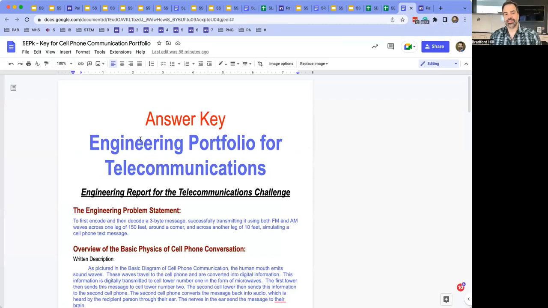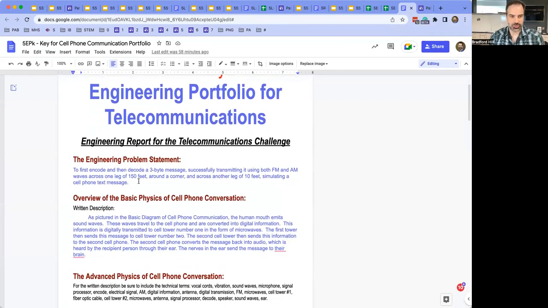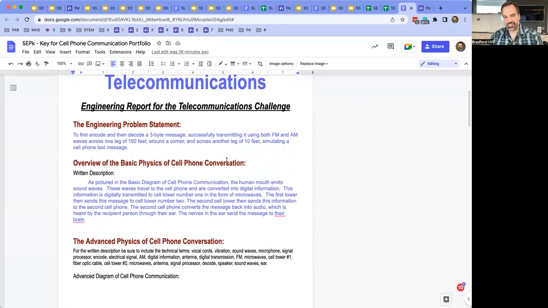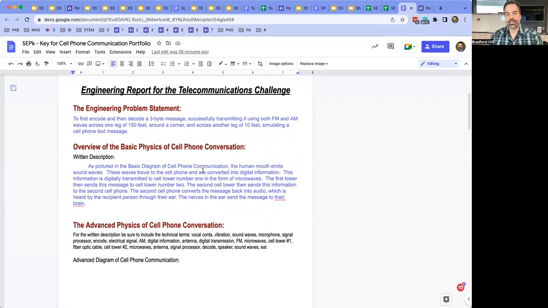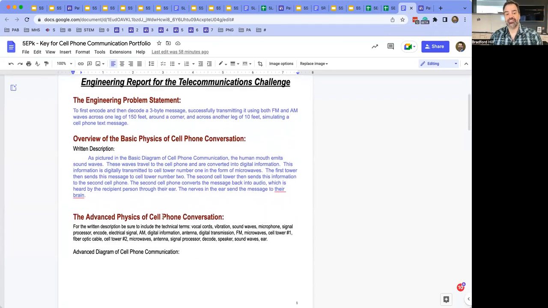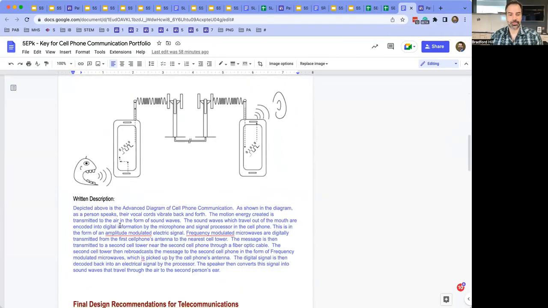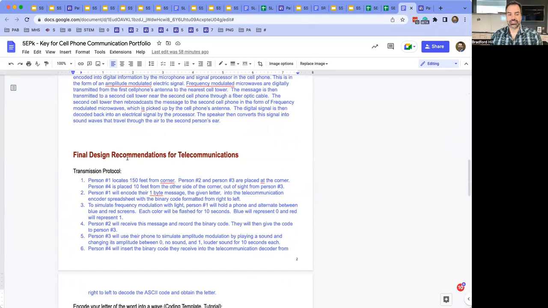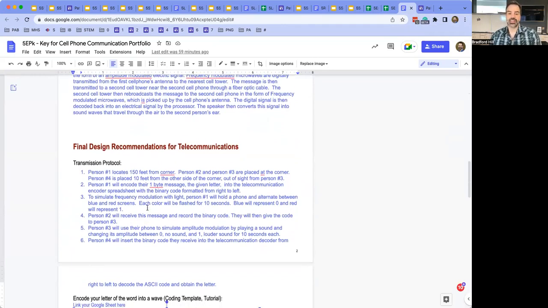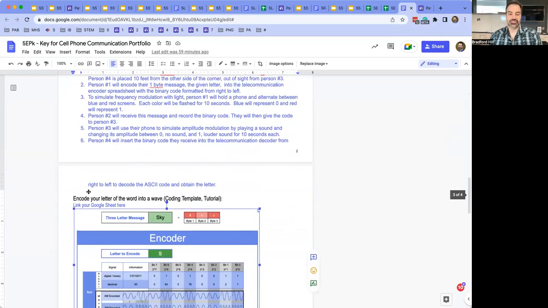Then piecing it all together, they now can complete the portfolio. They got that problem statement, which we do every time. The overview, basic physics was the answer they were giving early in the unit. But after all that 7 weeks, they can now say the advanced physics of a cell phone, where they're really explaining how cell phones work. Then they have their final design for telecommunications. There's a lot of slide support for this. It's pretty cool. They make up a transmission protocol, think 5G, 6G. And then of course they have their encoder.